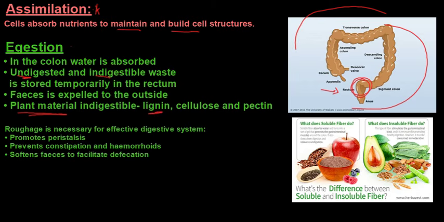Examples of this are lignin, cellulose, and pectin, all found in plants, and they form part of something that our diets need, and that is roughage. So roughage is necessary for an effective digestive system. Another term for it is fiber, there on the right. So why do we need this? It promotes peristalsis, it prevents constipation and hemorrhoids, and then it also softens the feces to facilitate the process of defecation.